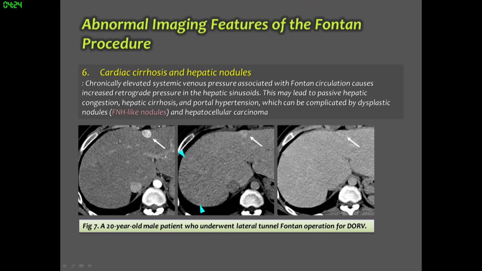Liver dynamic CT scan shows hyperdense nodule in the arterial phase, slightly hyperdense nodule in the portal venous phase, and isodense to slightly hyperdense nodule in the delayed phase, which is suggestive of FNH-like nodule. Mild inhomogeneous reticular enhancement of the liver is seen in the portal venous phase, which means congestive hepatopathy.